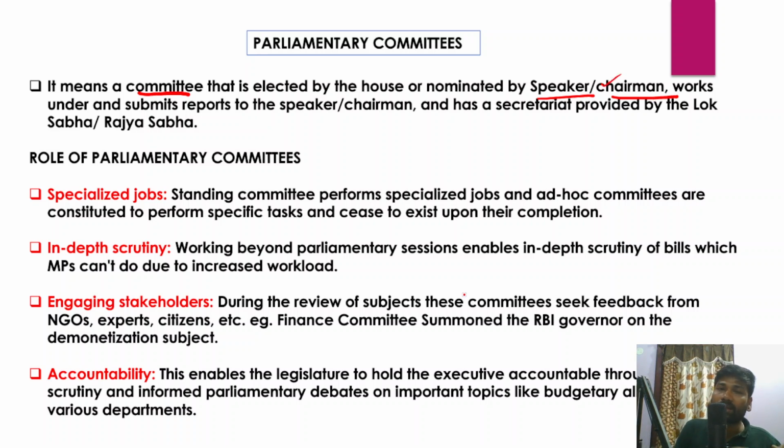And sometimes the speaker and chairman also nominate members to these respective committees, and they work under them and submit reports to the speaker and the chairman, and they have the secretariat provided by the Lok Sabha or the Rajya Sabha. So in case you get any question on the parliamentary committees, this is how you can introduce your answer.